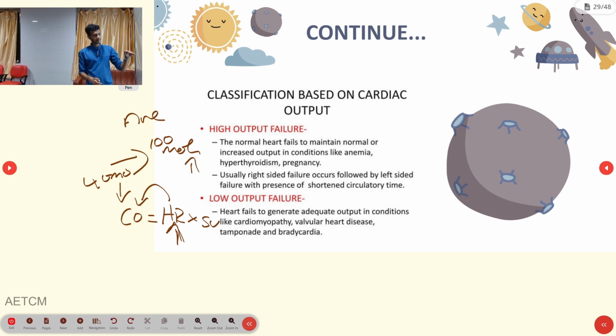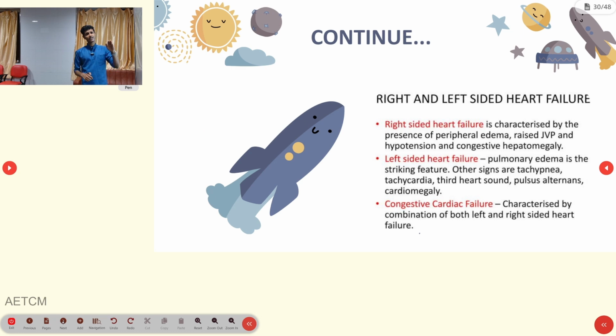Low output failure means the heart fails to generate adequate output, in conditions like cardiomyopathy, valvular heart disease, cardiac tamponade, tachycardia and bradycardia. These conditions cause low output failure, where the output is reduced. The third classification is based on the side: right side heart failure, left side heart failure, and if both clinical features are there, that is congestive cardiac failure.